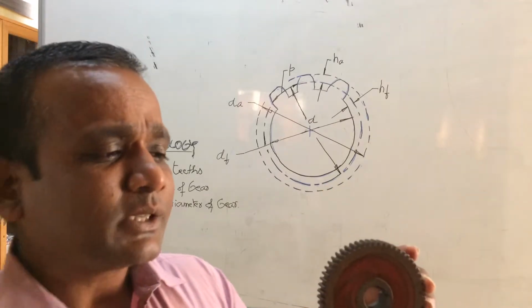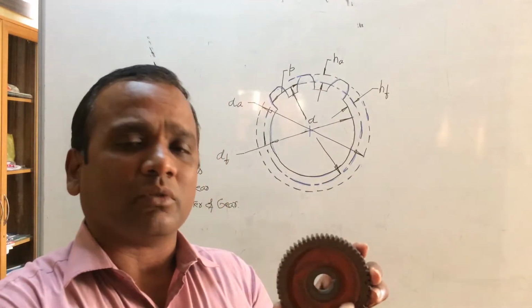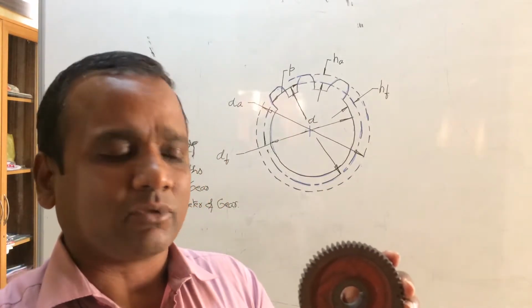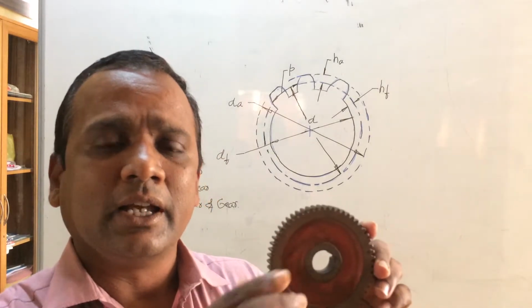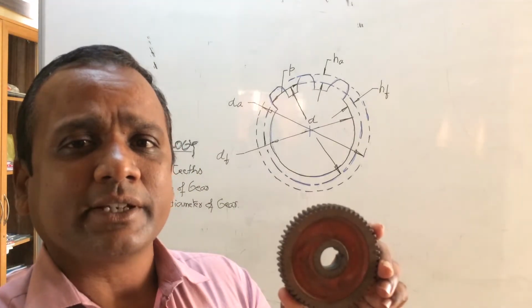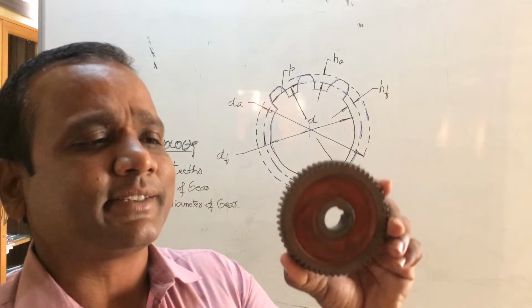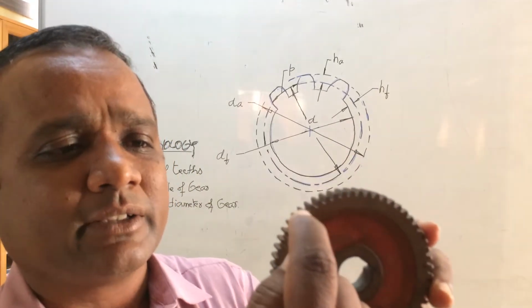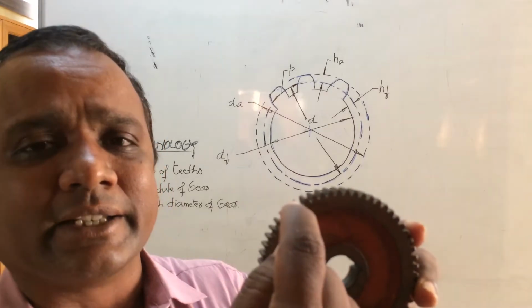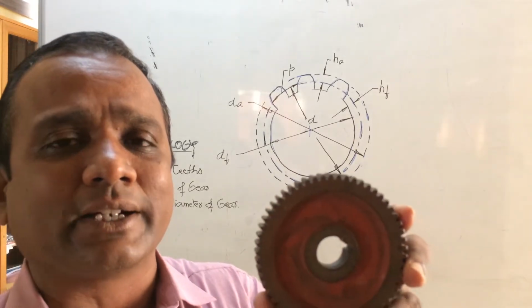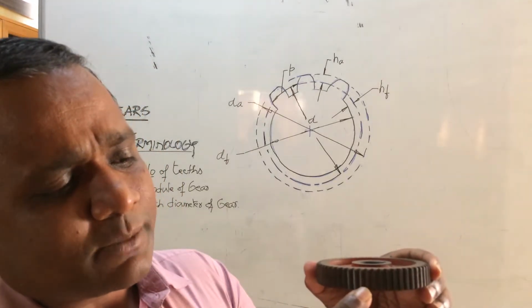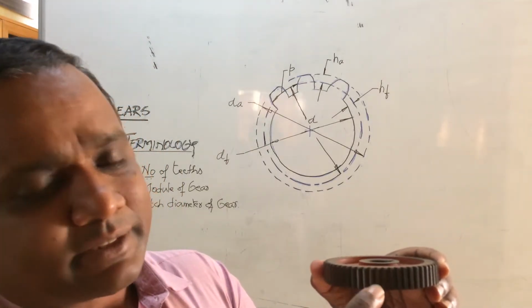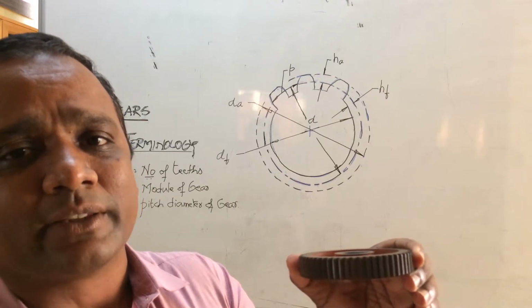Fine. Once we understand this nomenclature, the next important nomenclature is the pitch. Pitch is termed as the consecutive teeth distance, that is, the distance from one tooth to another tooth, consecutive teeth, and we call that the pitch. And the distance across the face of the teeth is called the face width.